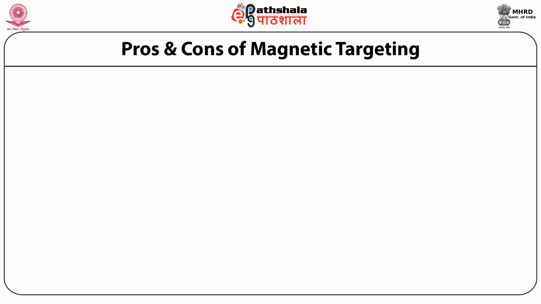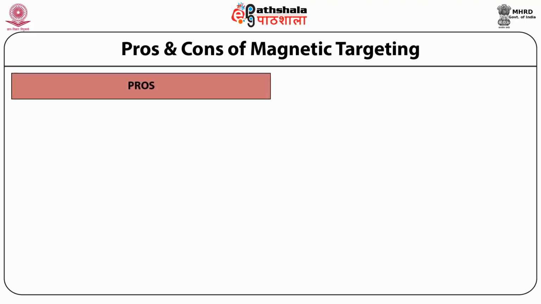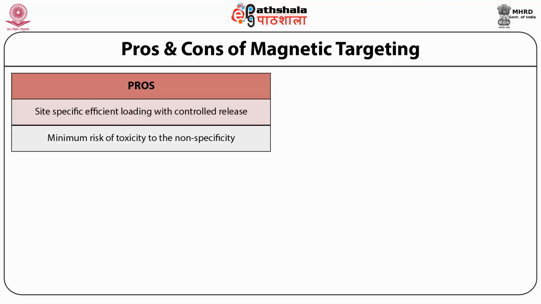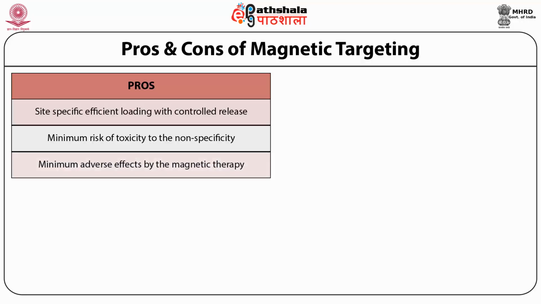In this particular section, we will learn the various advantages and limitations of magnetic targeting. The pros of magnetic targeting are site-specific efficient loading with controlled drug release behavior. Up to 60% of the drug can be targeted and controlled via magnetic targeting. So there is a minimum risk of toxicity because non-specific tissues or cells are not targeted. Further, there are minimum adverse effects with magnetic targeted therapy.